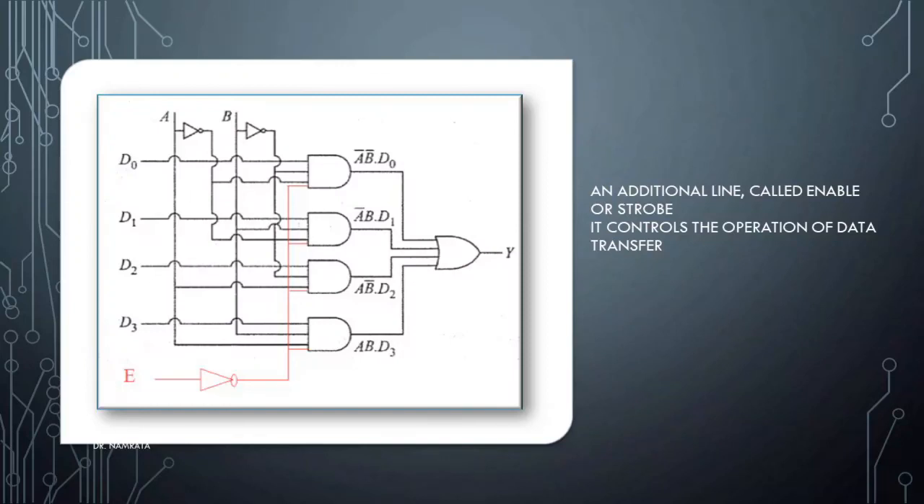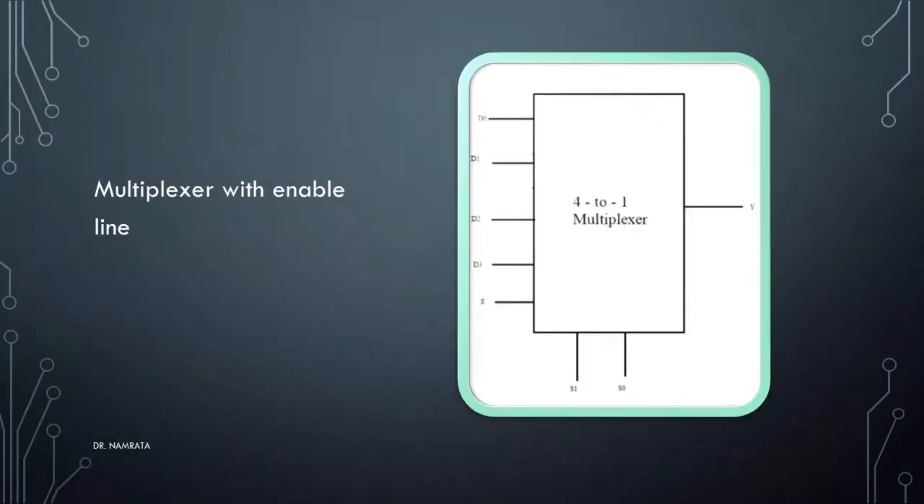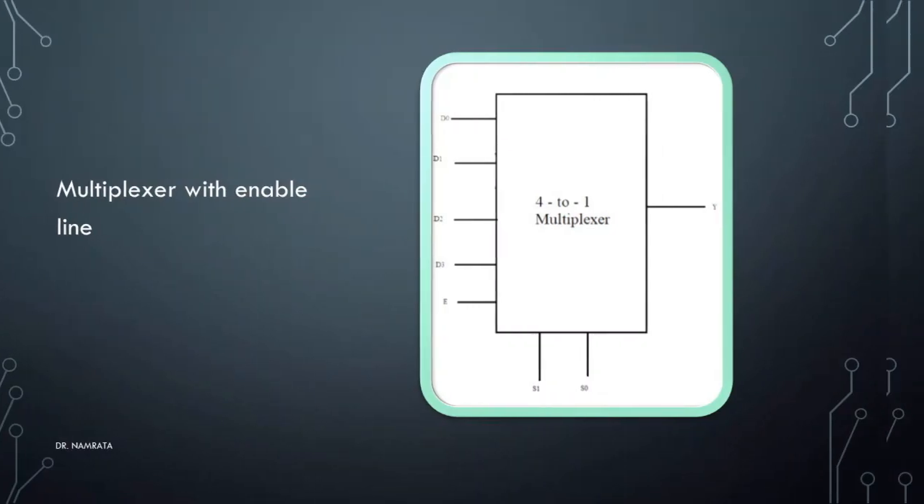When E is equal to 0, then output of NOT is 1. That is, now all AND gates are enabled and the circuit will work exactly as explained before. Here is the logic symbol of 4 to 1 multiplexer with the enable line. Similarly, 8 to 1 and 16 to 1 multiplexers can be set up.